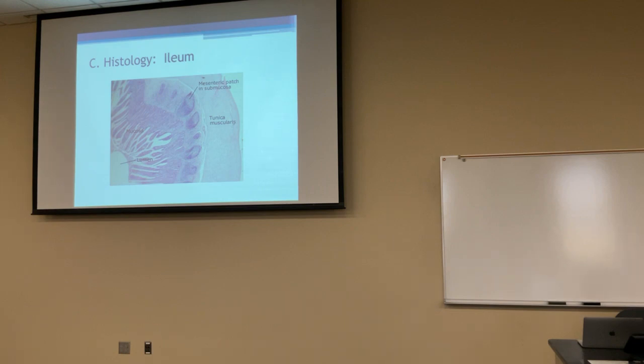And so these darker purple staining areas in the submucosa are called mesenteric patches, and those contain lymphocytes. They don't really make up a lymphatic organ because they're not surrounded by connective tissue. They're just concentrations of lymphocytes. But what those lymphocytes do in the small intestine is they sample the bacteria that are in the lumen of the intestine, and they monitor the kinds of bacteria that are in our intestines.